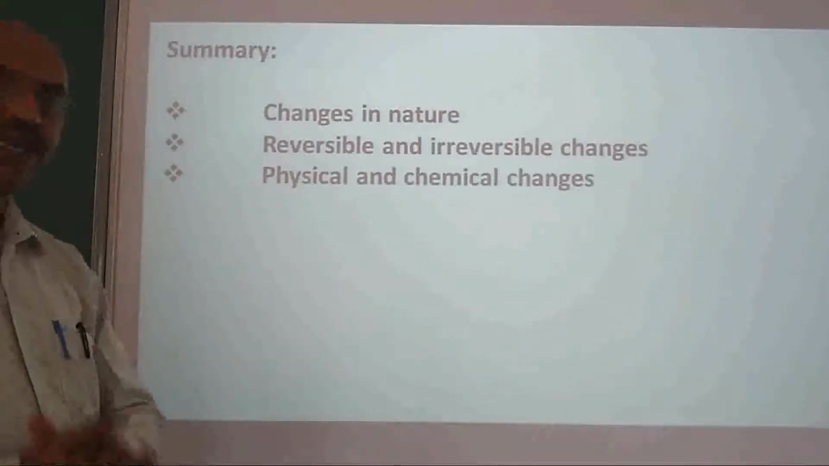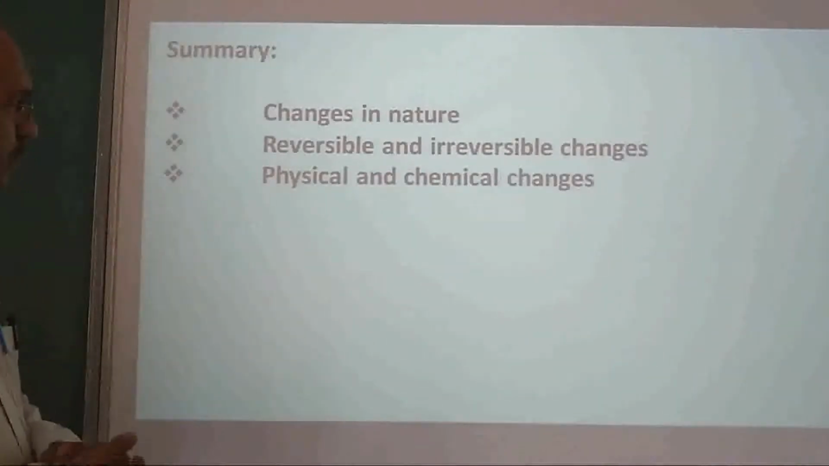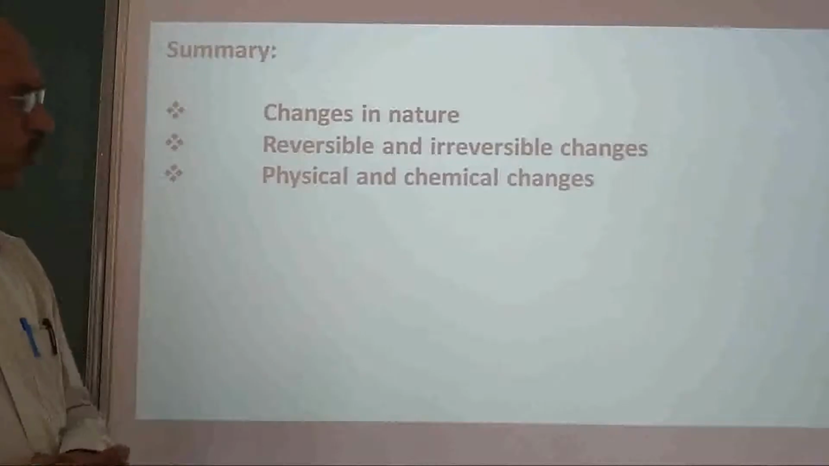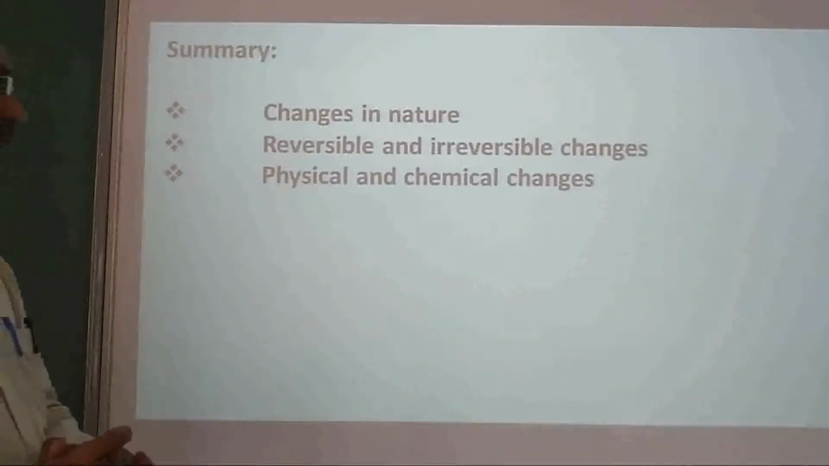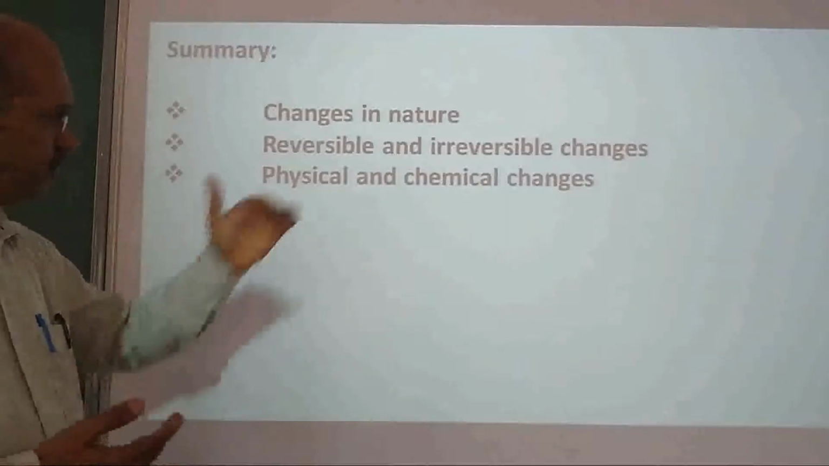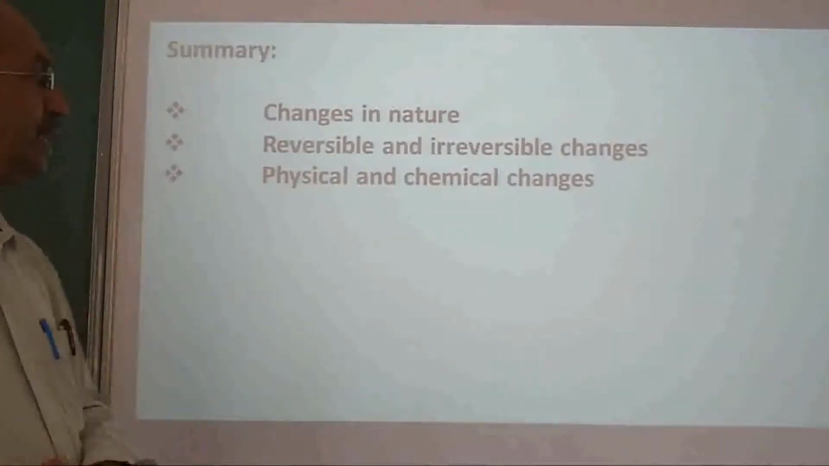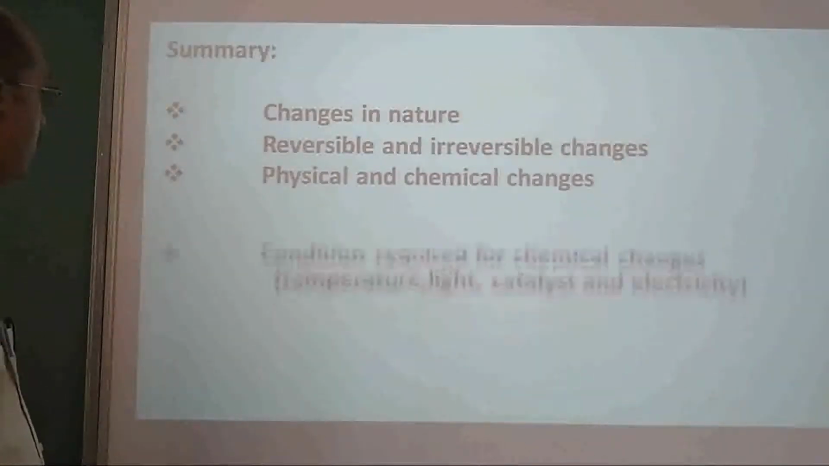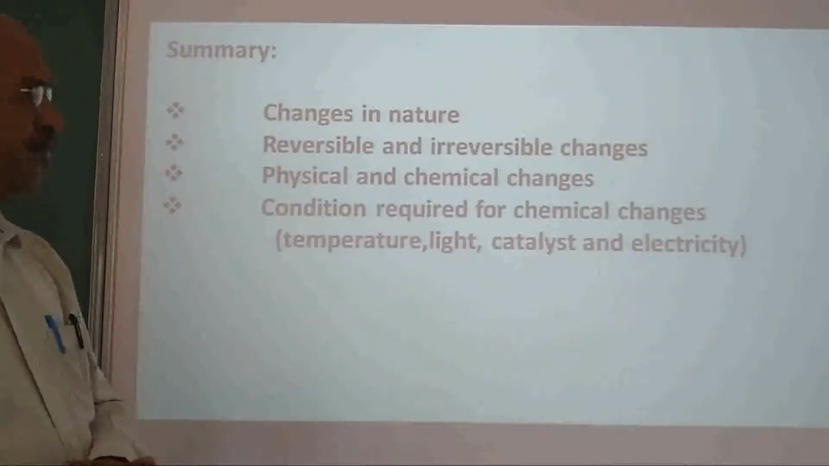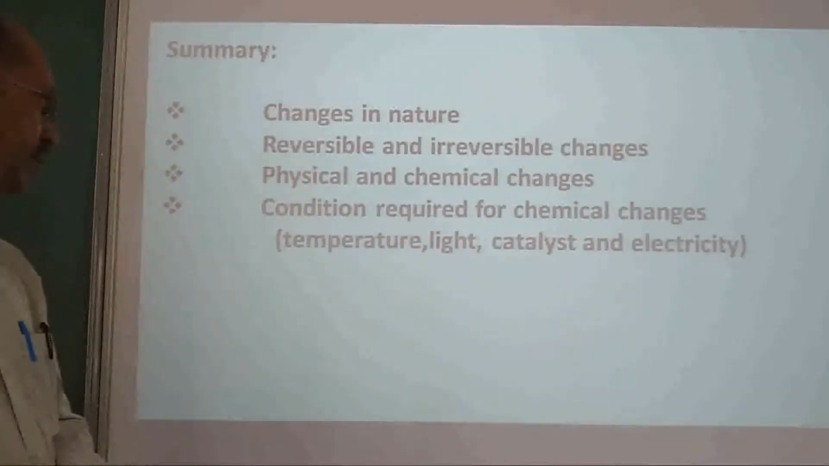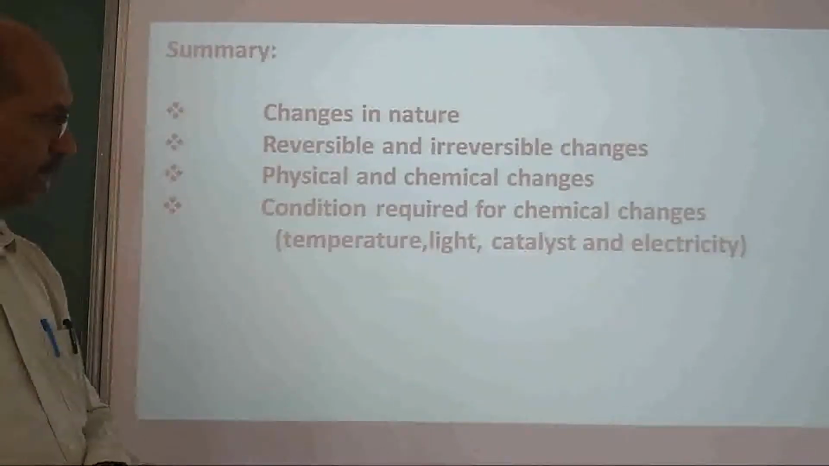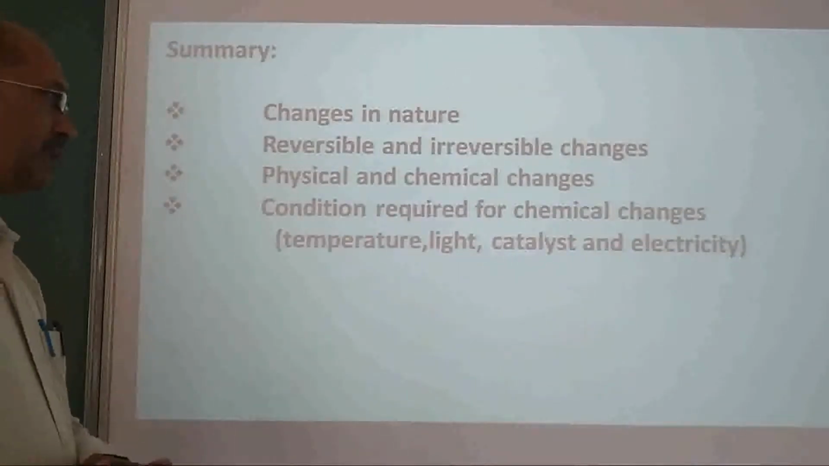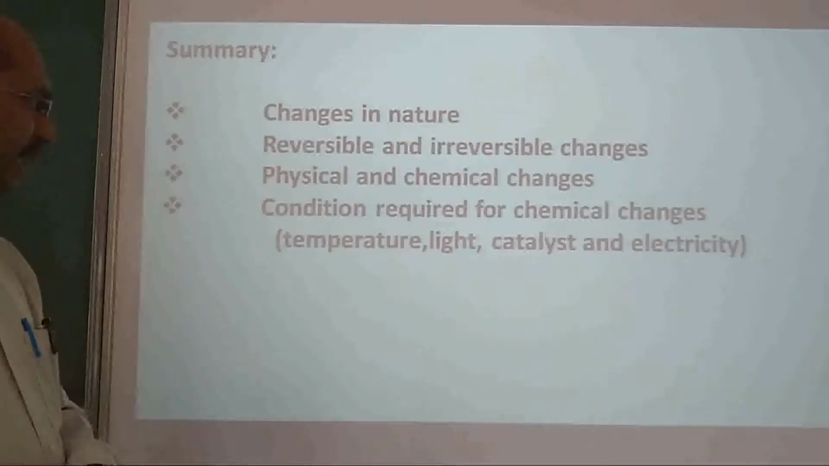Physical and chemical changes. In another way, we can classify the changes into physical and chemical changes. In a physical change, no new substance is formed. Only its physical properties are changed. But in some changes, new substances are formed and they are called chemical changes, such as burning of fuels. The next one is conditions required for chemical changes. Which are the conditions required? Temperature is needed. In some chemical reactions, light is also needed. In some chemical reactions, catalysts are needed. In some chemical reactions, electricity is needed.